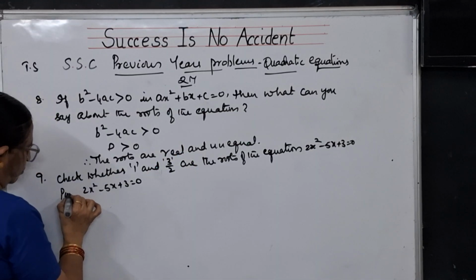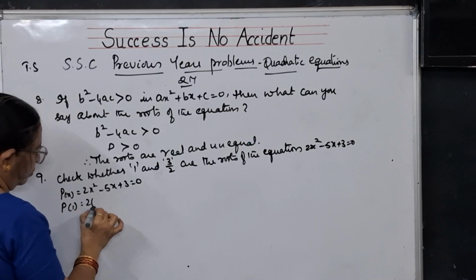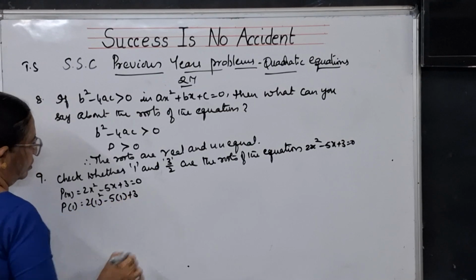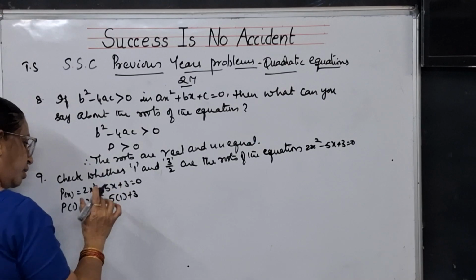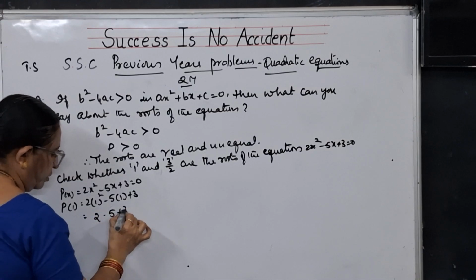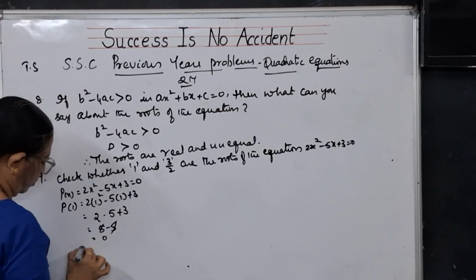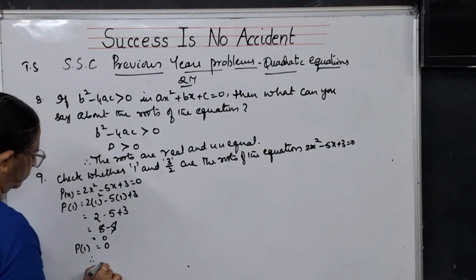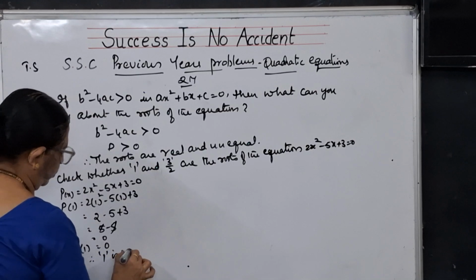Suppose you consider this as p of x. P of 1 is equal to 2 into 1 square minus 5 into 1 plus 3. So, what are we getting here? 2 into 1 square is 2, minus 5 plus 3. 5 minus 5, 0. P of 1 is equal to 0. Therefore, 1 is the root.